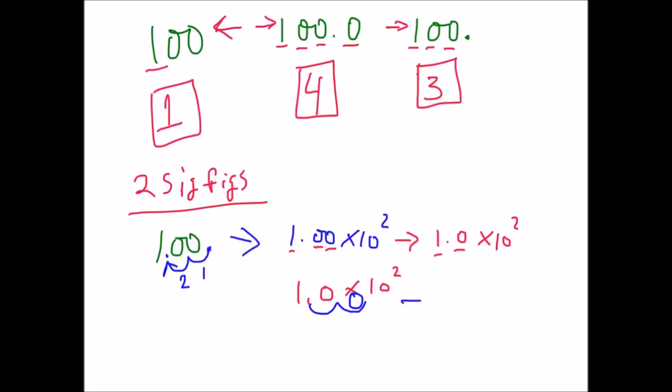When we do that, we change it back into standard form, and we get 100. You drop the times 10 part off. So this does equal 100. Those are equal to each other.